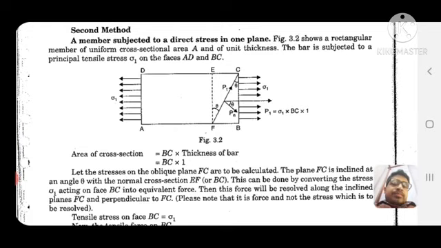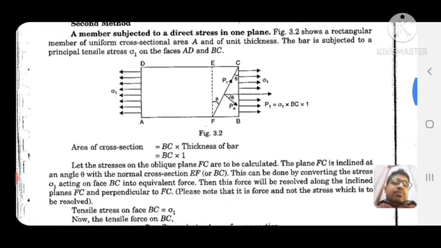Second method, a member subjected to a direct stress in one plane. Actually, a rectangular member of uniform cross-sectional area capital A and unit thickness, the bar is subjected to a principal tensile stress sigma 1 on the faces AD and BC. So this is the cross-sectional area. Area of cross-section is equal to BC into thickness of the bar.